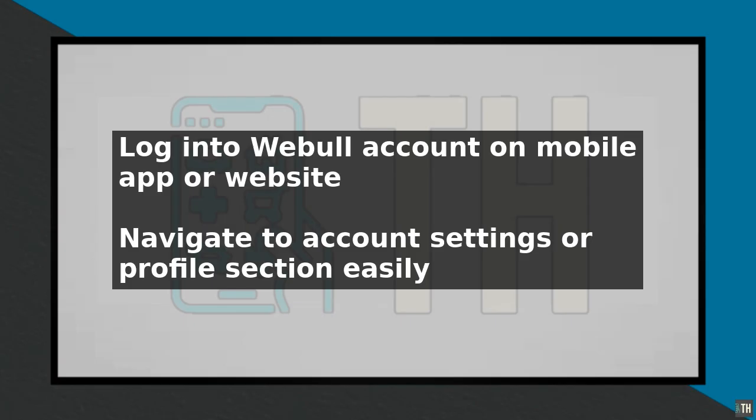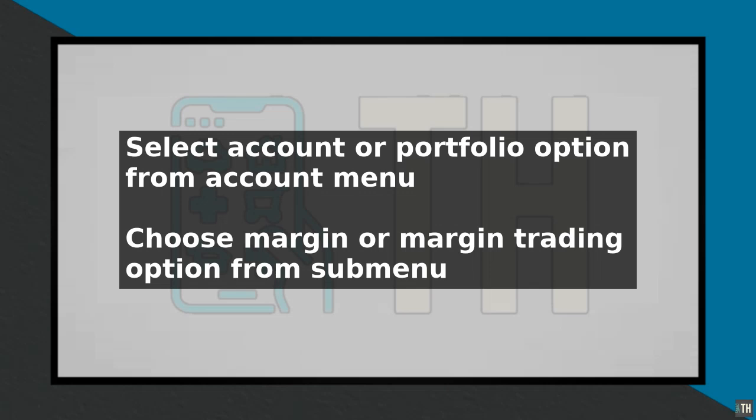When you select the Margin option, you will be taken to a page that explains what margin trading is and the risks associated with it. Margin trading allows you to borrow money from Webull to purchase securities. But it also increases your potential losses if the market moves against you.